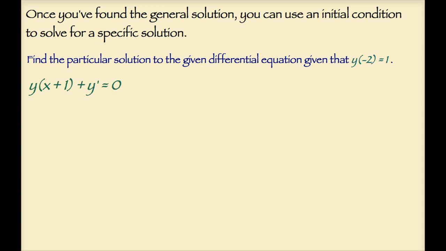Once you've found the general solution, you can use an initial condition to solve for a specific solution. Let's find the particular solution to the given differential equation, given that y of -2 is equal to 1. First, I'll subtract this term to the right side of the equation and write y prime as dy/dx. This gives me dy/dx equals -y(x + 1).